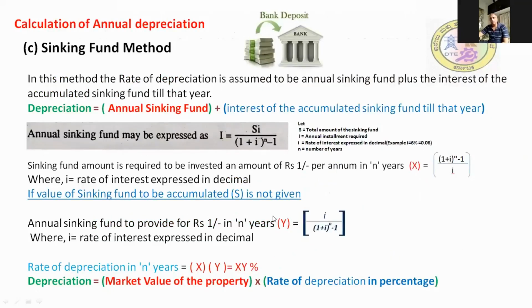In the sinking fund method, the depreciation of the property is calculated by adding the annual sinking fund plus interest of the accumulated sinking fund till that year. In this way we are going to calculate the sinking fund, and we have to explain it in the sinking fund method.